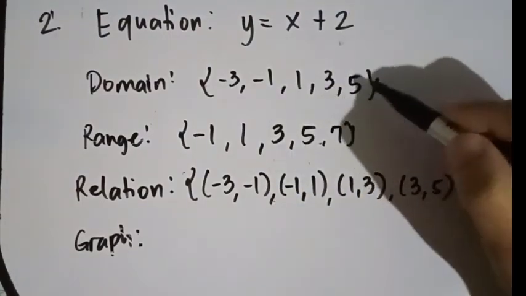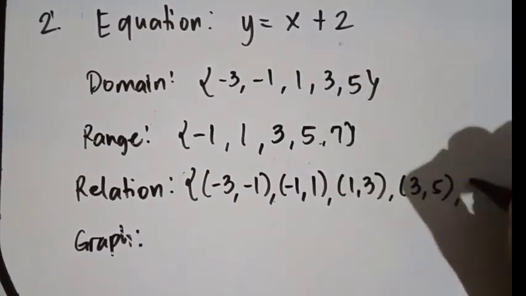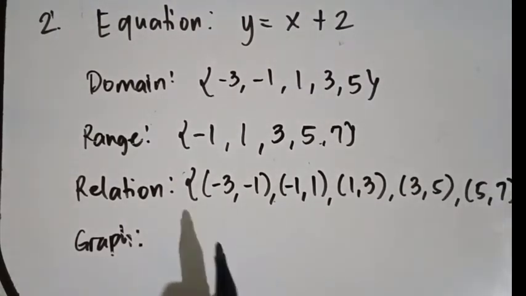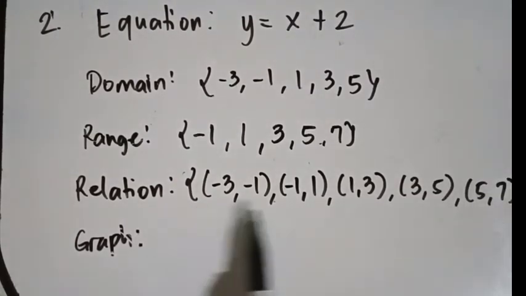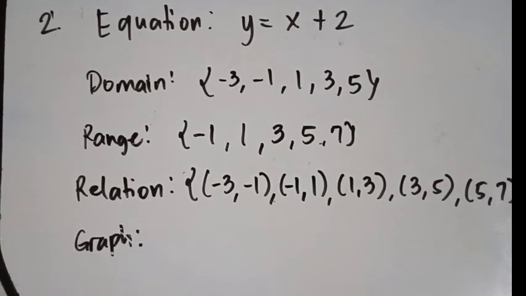Tapos ako naman ay ipapares sa'yo. Ay, yung 5 ipapares sa 7. Ayan. So, ayan na yung relation. Okay? Negative 3, negative 1. Ayan. Ganyan. And then finally, igagraph natin itong relation na ito.